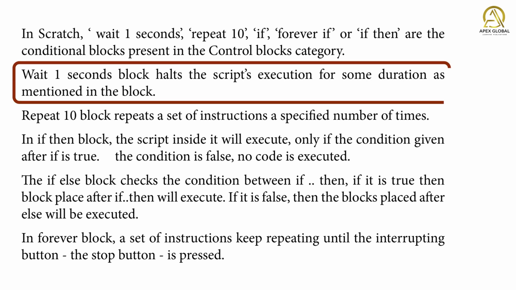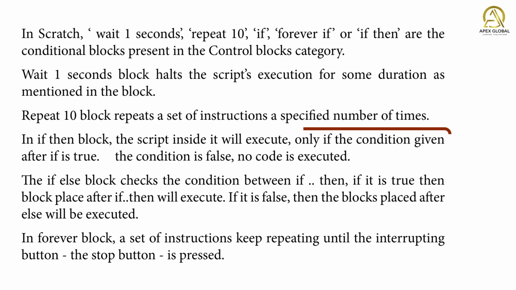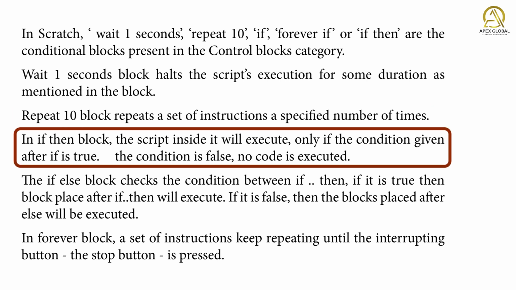The wait 1 second block halts the script's execution for some duration as mentioned in the block. The repeat 10 block repeats a set of instructions a specified number of times. In the if-then block, the script inside it will execute only if the condition given after if is true. If the condition is false, no code is executed.